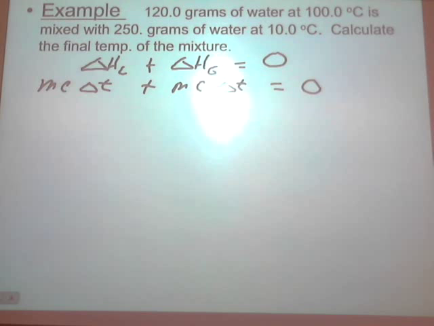I remember that. I think that was the one that I did on the board. Only I think that one was actually solving for the specific heat at the end, wasn't it?